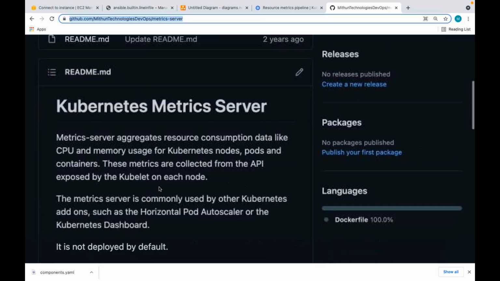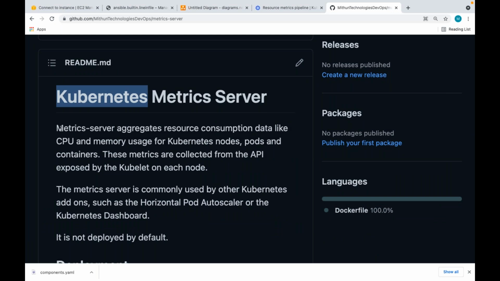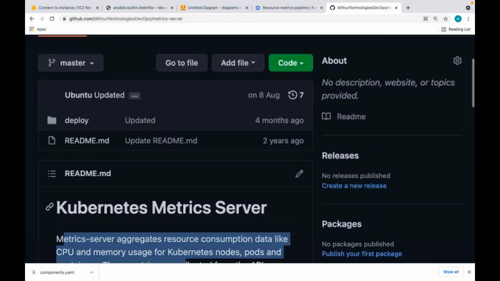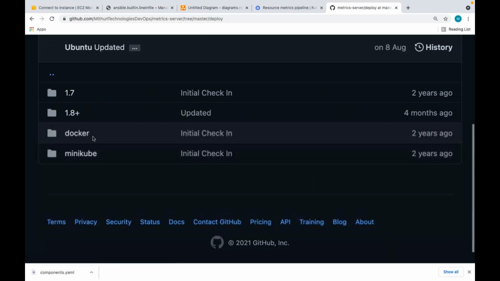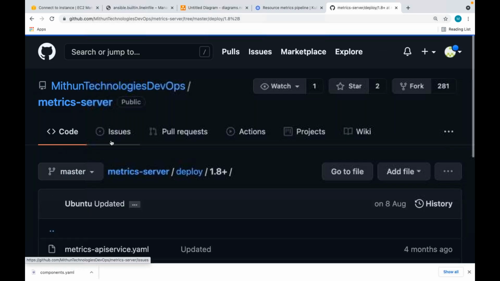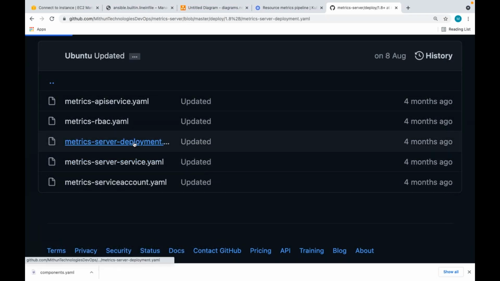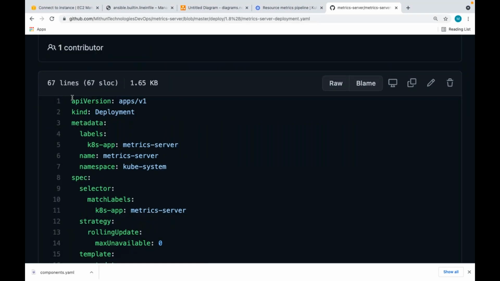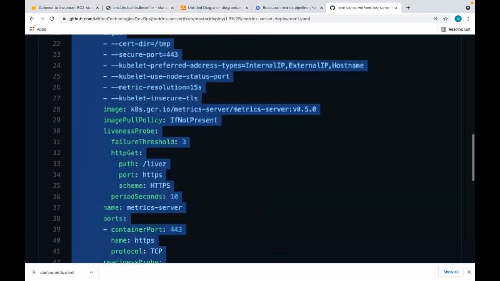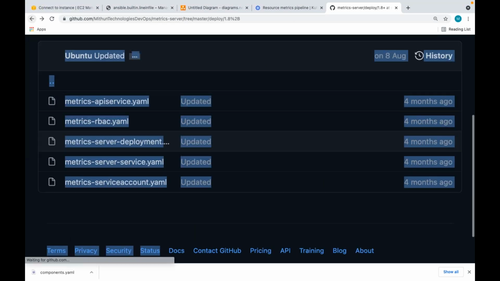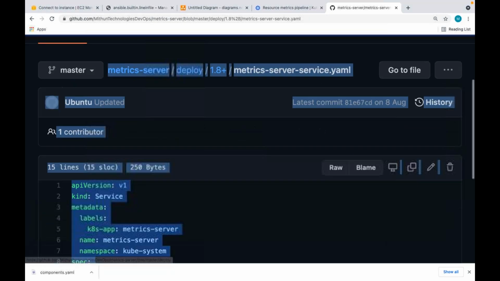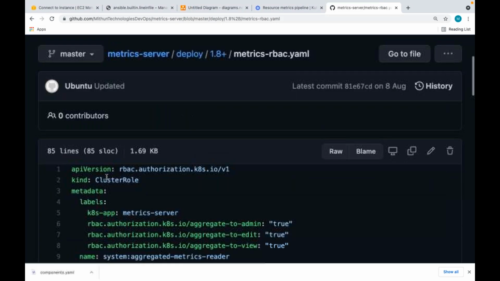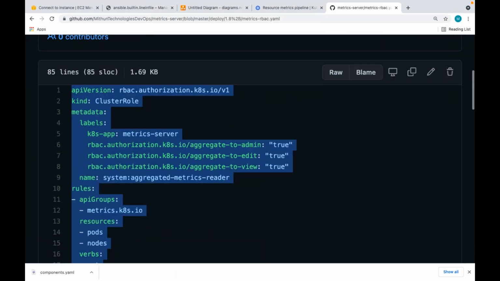So here I have explained what is metric server, and I am maintaining those files here only. Those files are part of this folder. If you see, it is the same file, but I split it into multiple files. Deployment in one YML, the service in one YML, the roles and other stuff in another YML, like this.